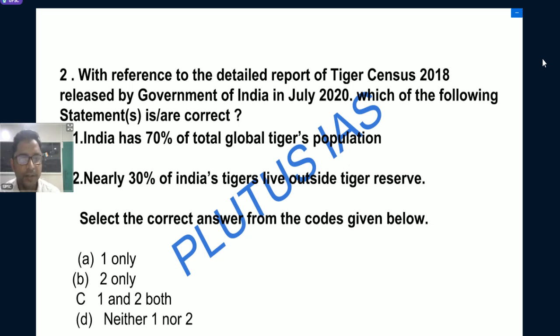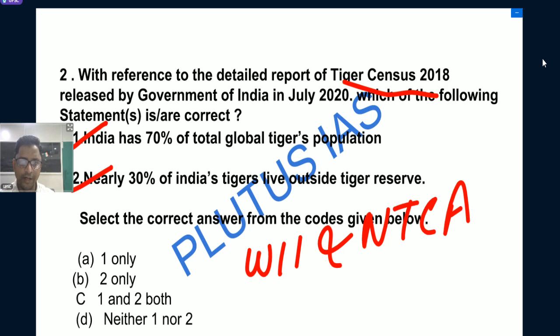The next question was, with reference to the detailed report of Tiger Census 2018 released by Government of India in July 2020, which of the following statements is or are correct? India has 70% of total global tiger population. Yes, this statement is correct as per the Tiger Census of 2018. Then, nearly 30% of India's tigers live outside Tiger Reserves. This statement is also correct. The tiger census is held every 4 years by the Wildlife Institute of India and the National Tiger Conservation Authority.